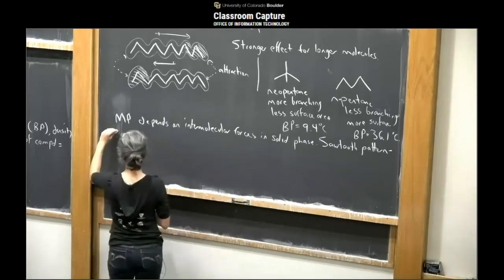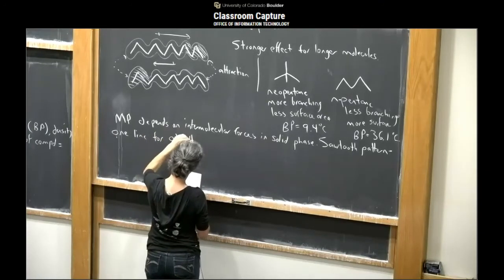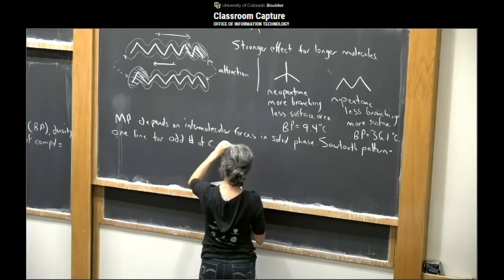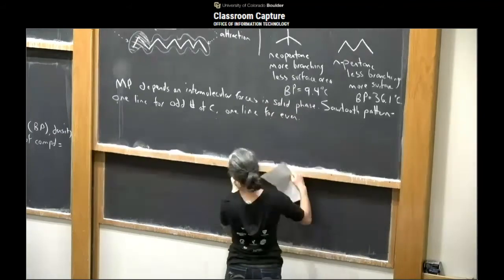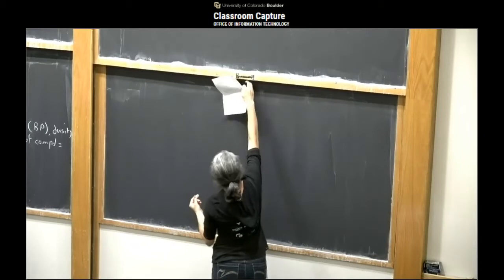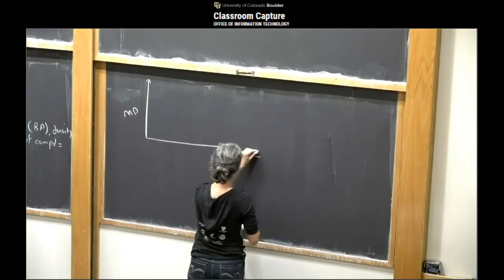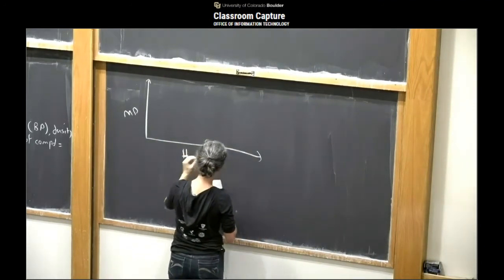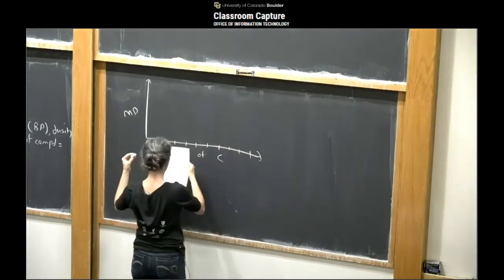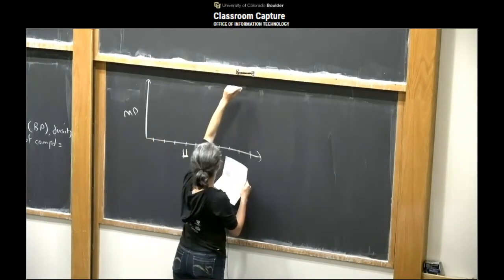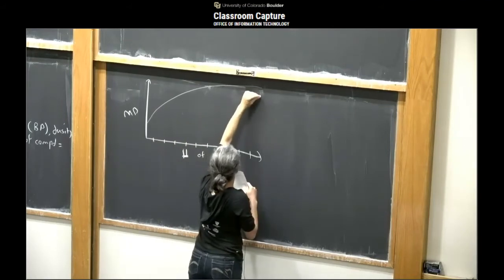So one line for odd numbers of carbons, and then one line for even. So that's actually going to look like something that's a little bit tricky to draw. So melting point, number of carbons, 1, 2, 3, 4, 5, 6, 7, 8, 9, 10. Okay, so I'm going to do one curve up here for even, and one curve for odd.